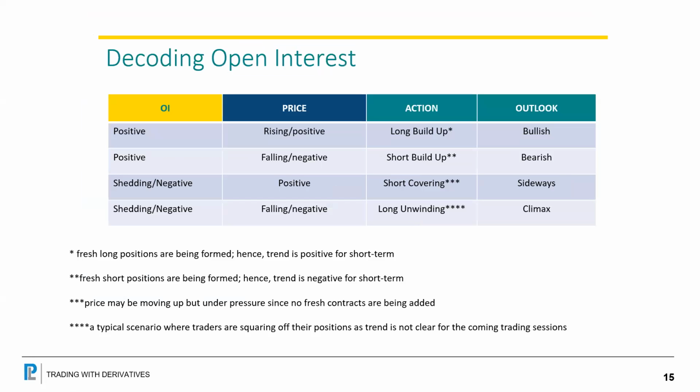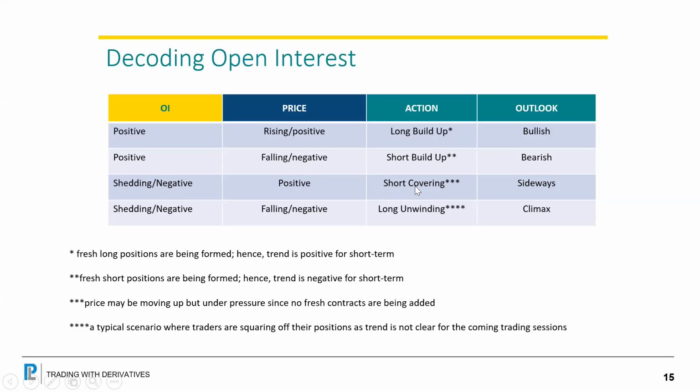Okay, so how do we understand open interest? Like we have said, this chart will help you a lot. See, if OI is increasing, it is positive, and price is rising or positive. So what action should we take, and what is our outlook? We have a bullish outlook, and that means we are having long build up. If OI is positive but price is falling or negative, that means we are having a short build up position and the view is bearish. If OI is shedding, I mean negative, and price is positive, what happens? You are into the short covering position.